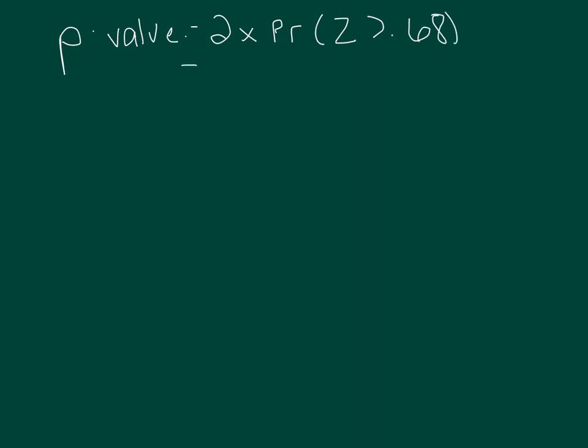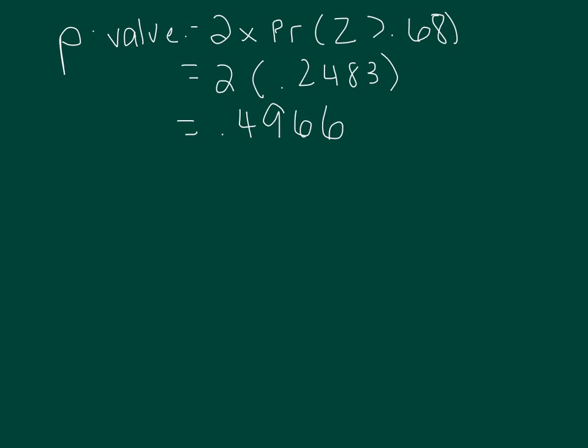So to do the 2 times stuff, we're going to take our p-value, which, remember, is 2 times the probability that z is greater than 0.68. We now have that probability, so it's 2 times 0.2483. So we get a p-value of 0.4966.